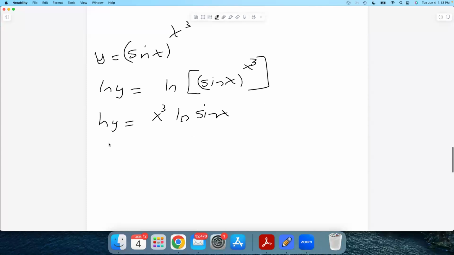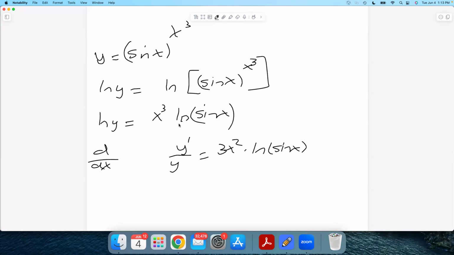Take the derivative of both sides. We haven't done any calculus yet. Now's where the calculus happens. So derivative with respect to x of everybody. You know what we get here, y prime over y. Got to do some product rule here. I'm going to get 3x squared. Leave the second guy alone.